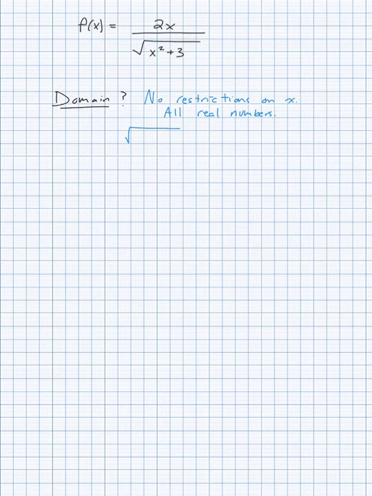And so if I had, for example, x plus 3, then the values of x would be restricted to make sure that x plus 3 is always greater than or equal to 0. But because we have x squared, it will never be less than the square root of 3. So for that reason, x is basically unrestricted.